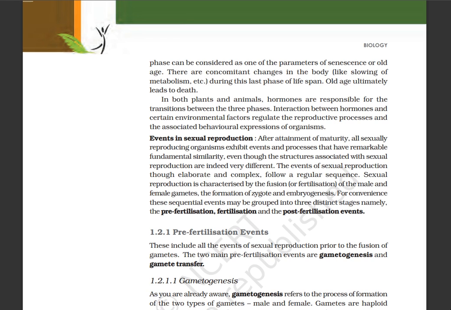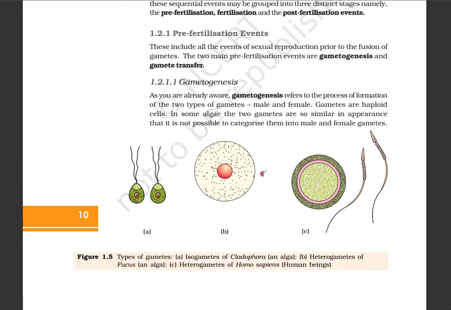The two main pre-fertilization events are gametogenesis and gamete transfer. 1.2.1.1 Gametogenesis. As you are already aware, gametogenesis refers to the process of formation of the two types of gametes, male and female. Gametes are haploid cells.